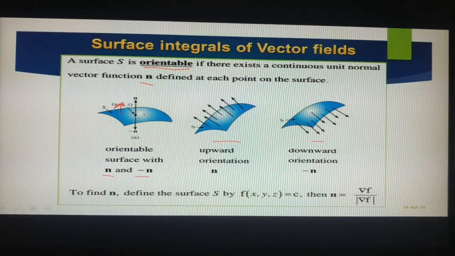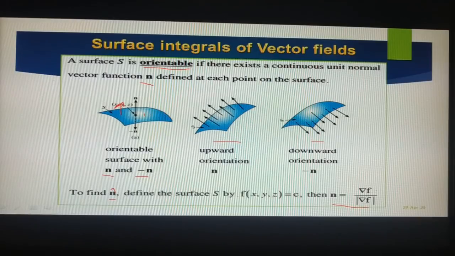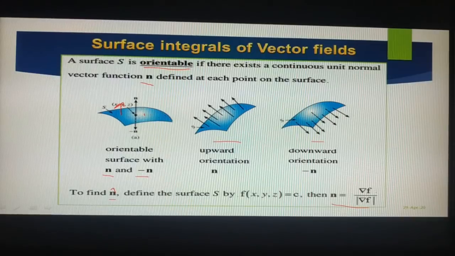And you know very well how you find this unit normal vector n cap. I have not written n cap because I already defined n as a bold letter, so I represented it that way; that's why n cap is not required. Anyway, it is a unit vector, n cap is equal to del f by mod del f. You know this formula very well, which is grad f, right?